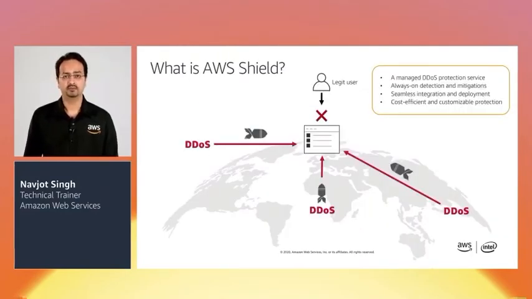AWS Shield provides DDoS protection out of the box for customers as a managed service. The service is always on and is free when customers use services such as ELB, CloudFront, and API Gateway. It does not require any re-architecting of existing applications and leverages our highly available, secure global infrastructure.